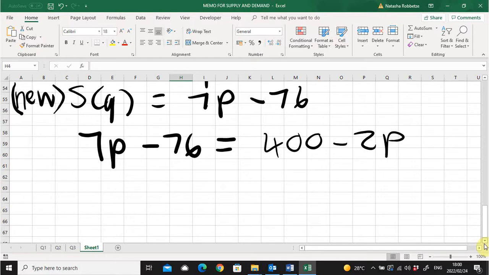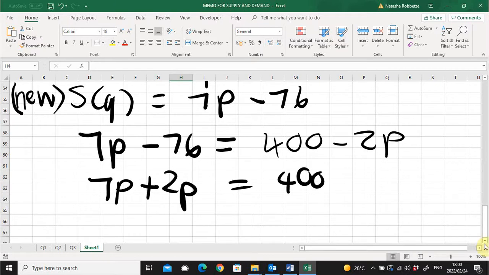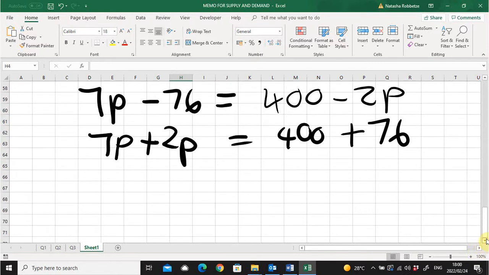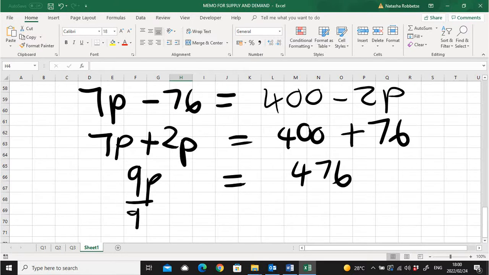Right, we're going to move all the things to the same side. So 7p is going to stay on the left-hand side. The 2p is going to come over, so it's going to be plus 2p. And I'm going to have the 400 remain on the right-hand side, but the 76 will be brought over to the right-hand side and the sign will change. So this gives us then a 9p on the left-hand side and 476 on the right-hand side, and we need to divide by 9 on both sides.